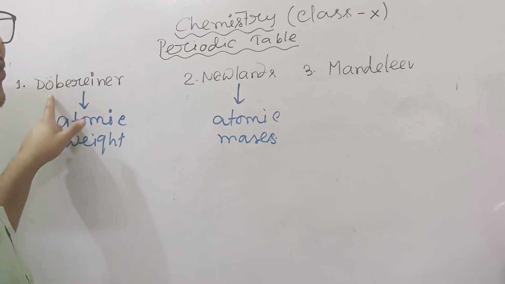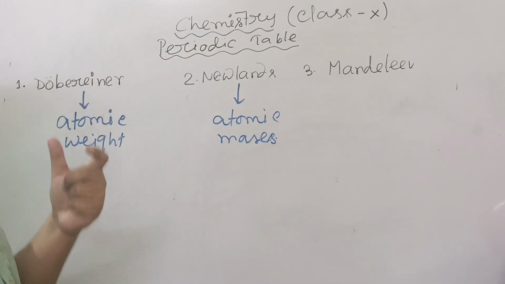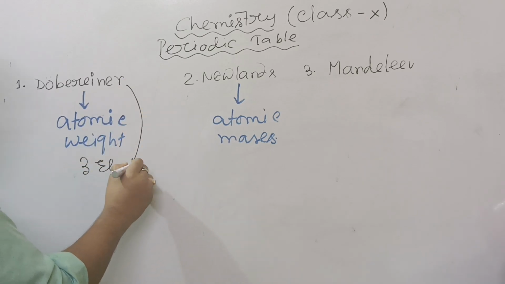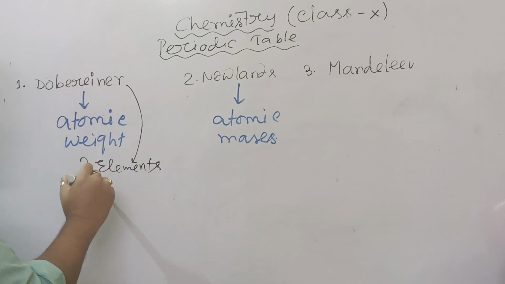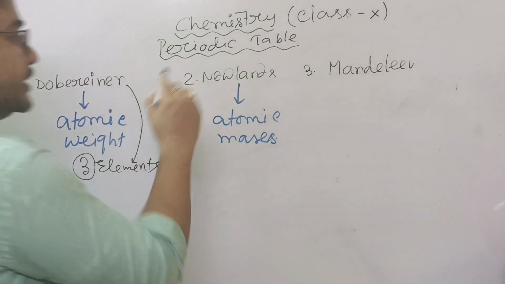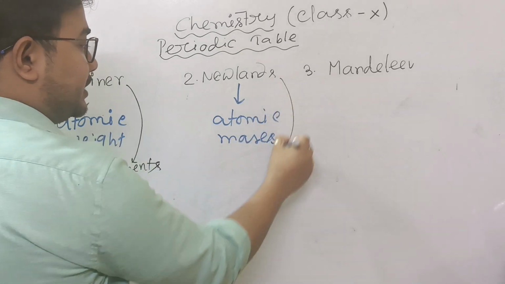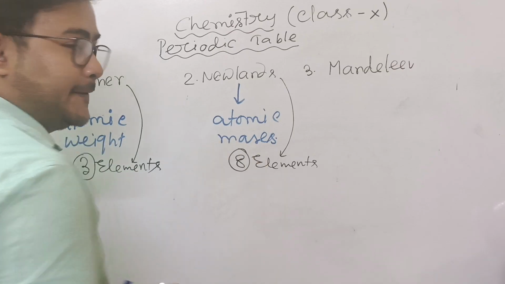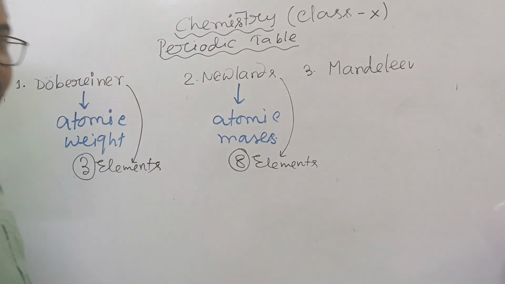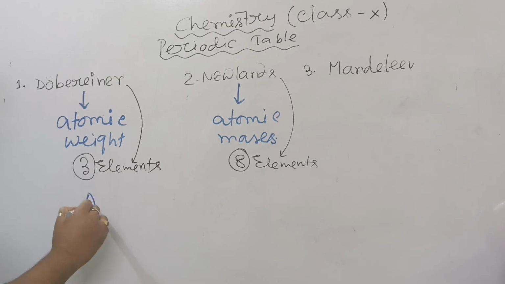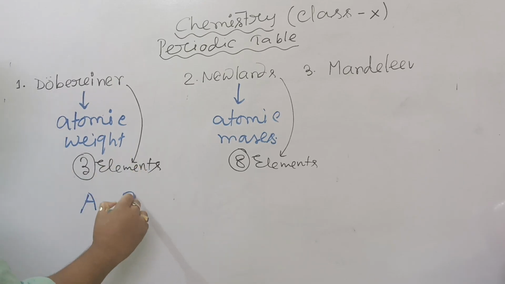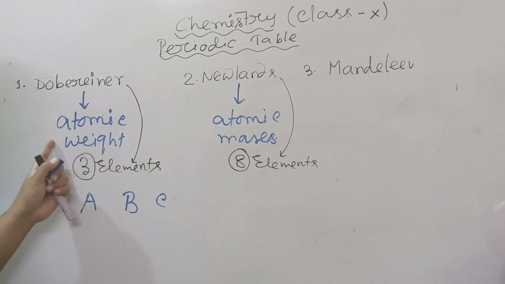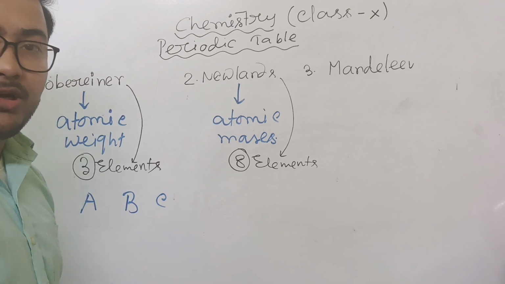Okay, now what is Döbereiner's triad rule? The word is there, triad. So this law is related to 3 elements. That is why it is called Döbereiner's triad rule. Triad means 3. It is called Newlands octave rule, so from the name it is very clear that 8 elements are there. Octave rule. Okay. So what is the Döbereiner triad rule? If you consider 3 elements, because triad rule, so 3 elements A, B, C. Keep in your mind Döbereiner's triad rule is related to atomic weight and Newlands octave rule is related to atomic masses.